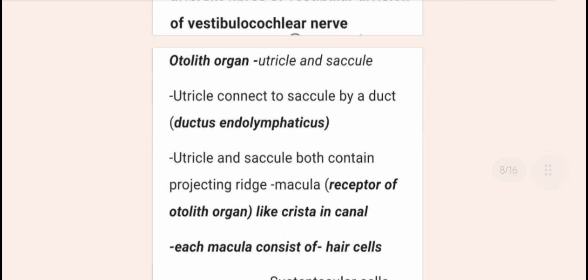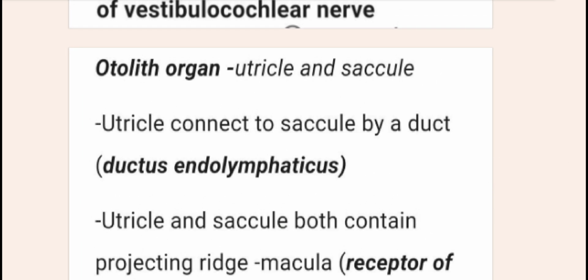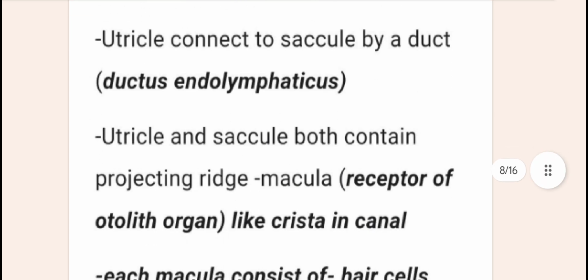Otolith organ. The otolith organ consists of the utricle and saccule, that I have told you. The utricle connects to the saccule by a duct called the ductus endolymphaticus. Then utricle and saccule both contain projecting ridges called macula. It is similar to the crista ampullaris in a semicircular canal, and it forms the receptor of the otolith organ.